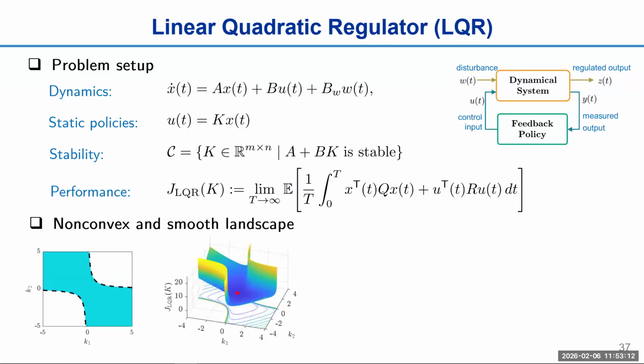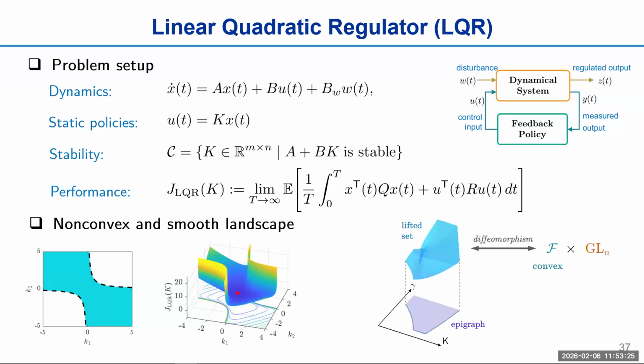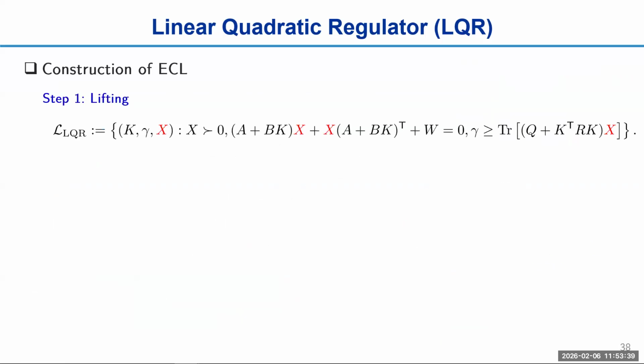So again, this is an LQR problem. You have a linear dynamic, the policy you want to design, you have constraints, you have the cost, and this is the geometry you may observe in the landscape of policy optimization. Then we are going to build this procedure from the graph. We build a lift set and we build a diffeomorphism, and then directly we prove the guarantee of stationary points being globally optimal.